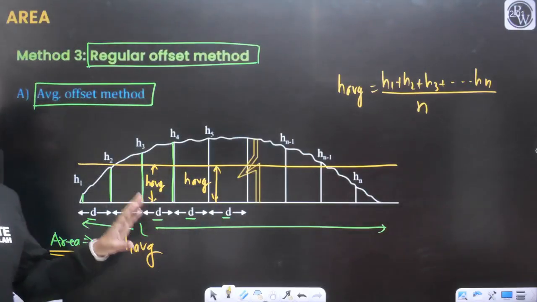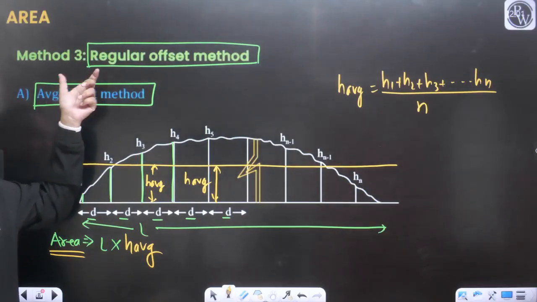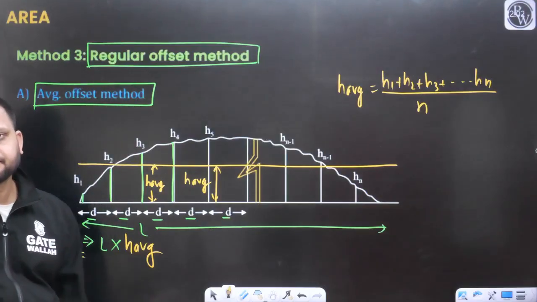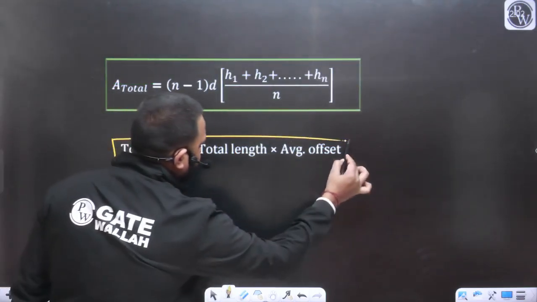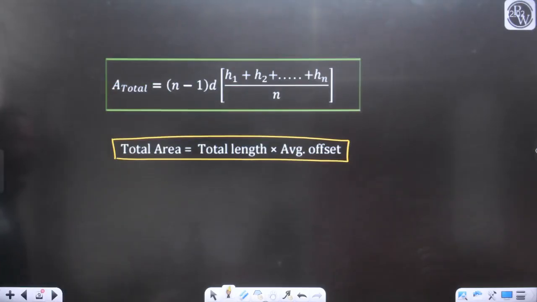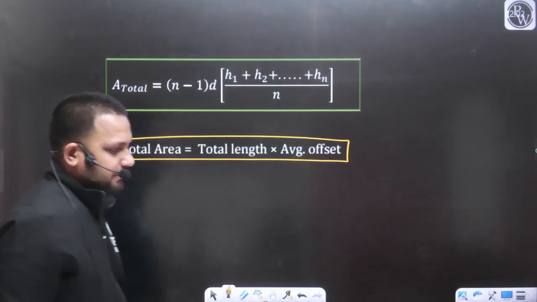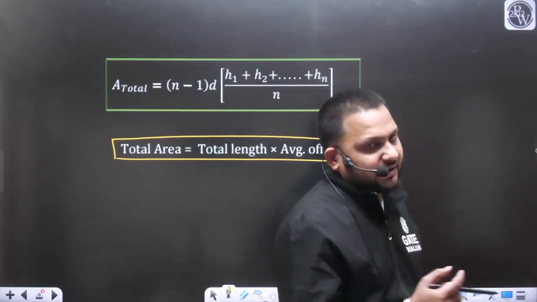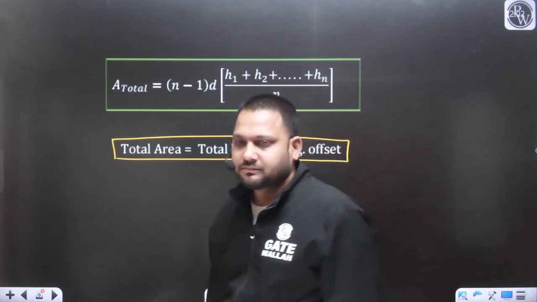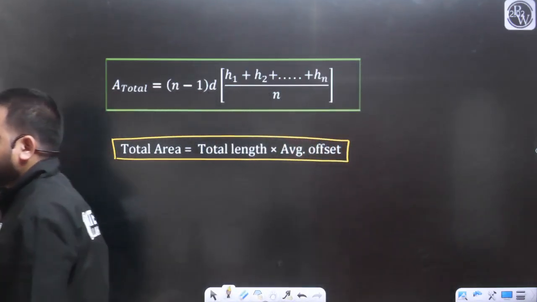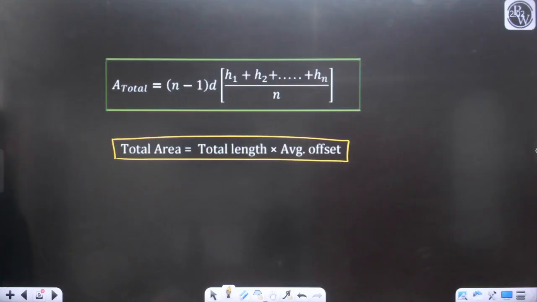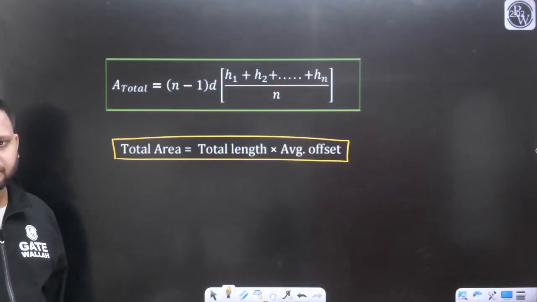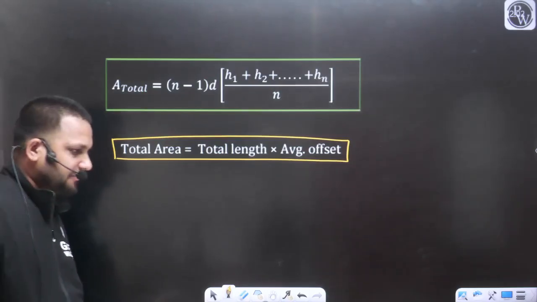So this is your average offset method of the regular offset. Any doubt to anyone? Simply, we can say total area will be equal to total length into average offset. And total length we can calculate as n minus 1 into d, because we know the distance between the two offsets. I hope this method is clear to everyone.